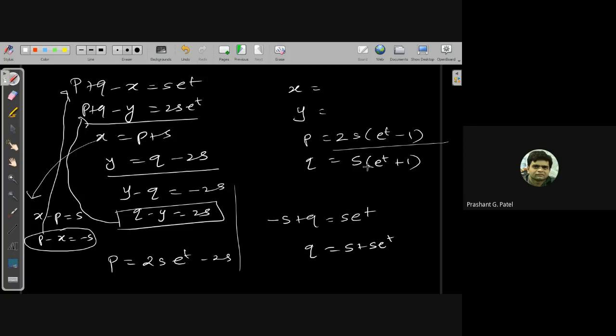If I substitute these values of p and q into the first equation, we'll have x. If I add these two, that will lead to x = s (e^t − 1), and this will lead to y, which is s (e^t − 1).